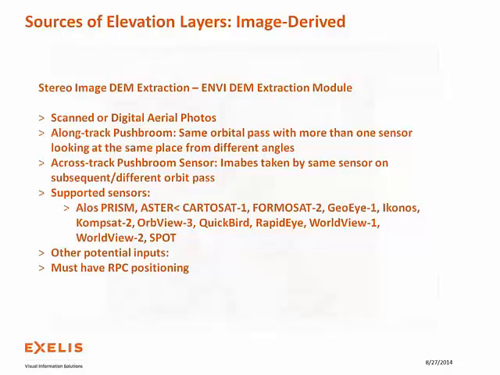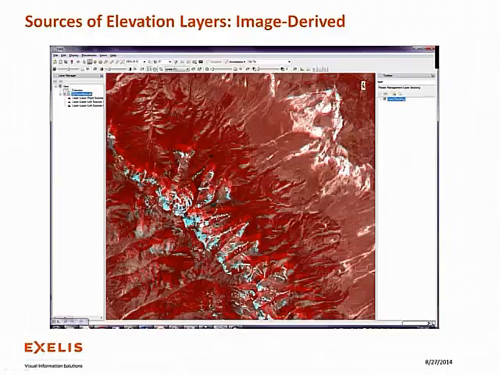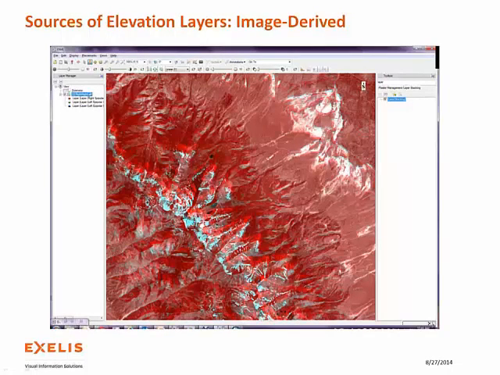So assuming that you do have RPC layers for image-derived stereo DEM extraction, something like the DEM extraction module, which is a workflow that sends you through a stepwise process to extract the DEM from the imagery, is definitely something that would be appropriate to use. What you see here is an anaglyph image, which is displayed as a combination of the right and left epipolar images that are generated from the DEM extraction process.